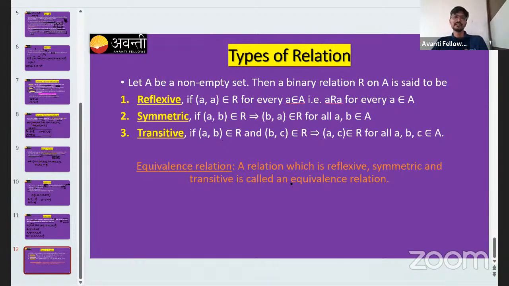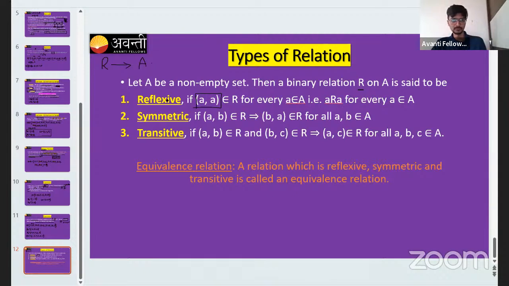Basically, these types, reflexive, symmetric, and transitive, are types of binary relation. So let A be a set, then a binary relation on A. A binary relation R on A is said to be reflexive if (a, a) belongs to the relation R for every a that belongs to A. Meaning if R is a binary relation on A, R is defined from A to A.